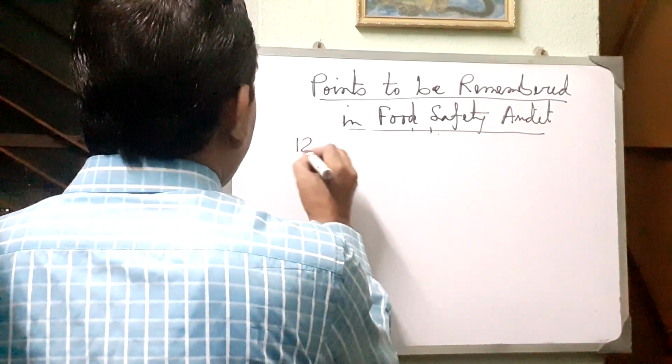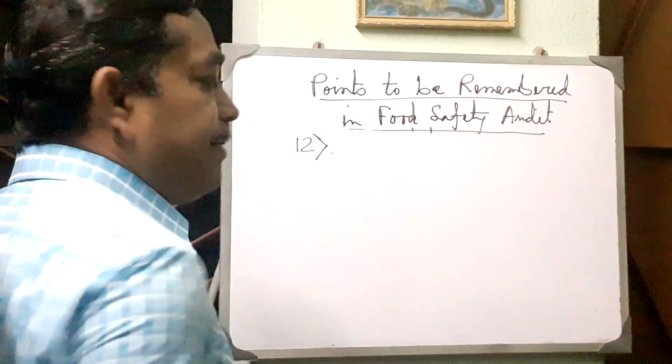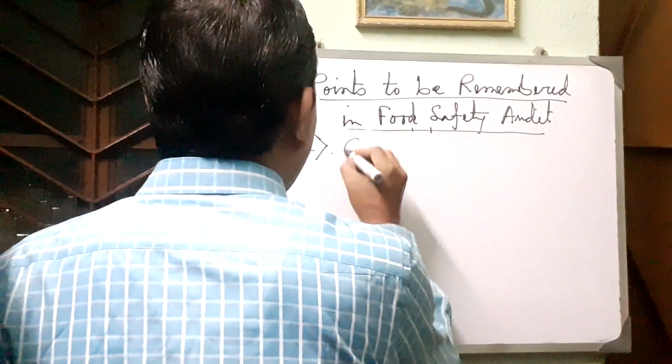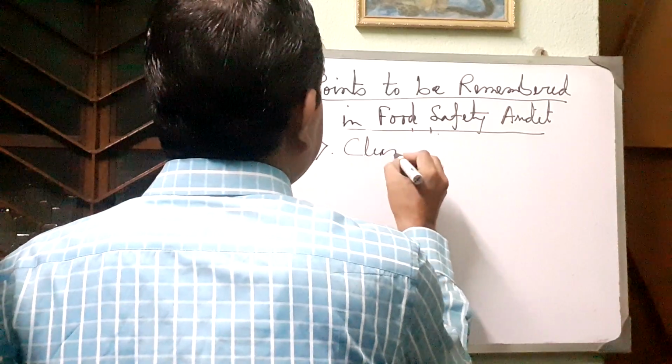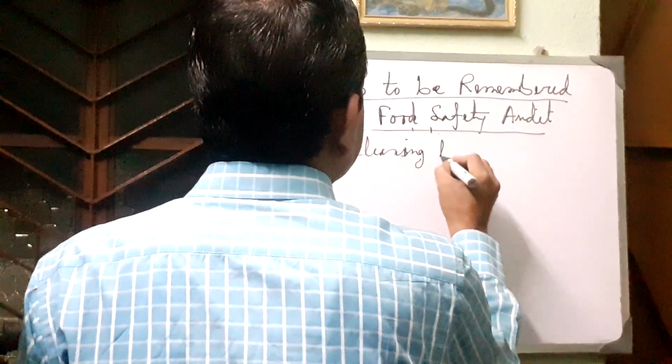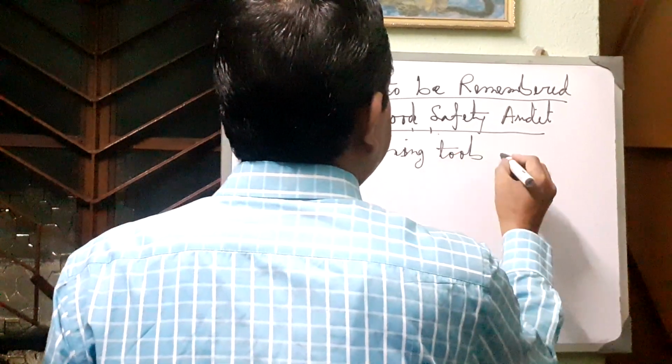The 12th point is: in your organization, cleaning tools like brooms and wipers should be labeled properly.